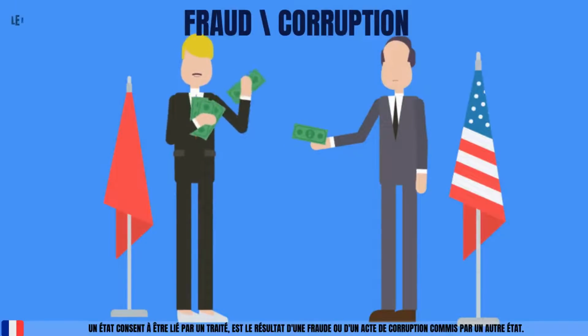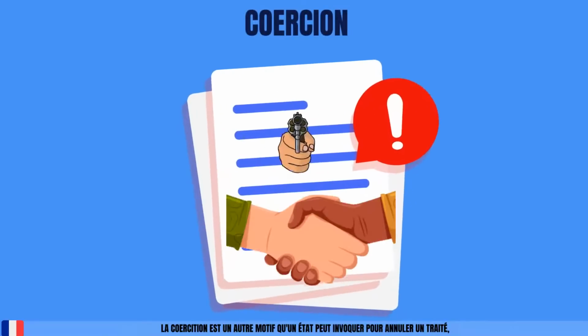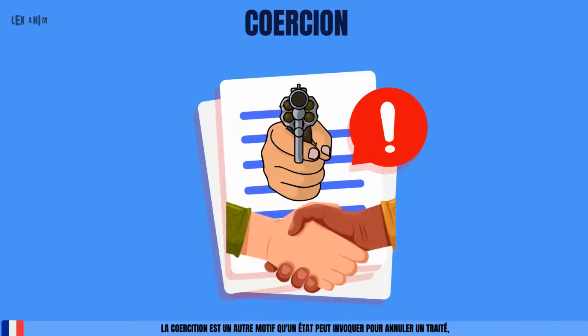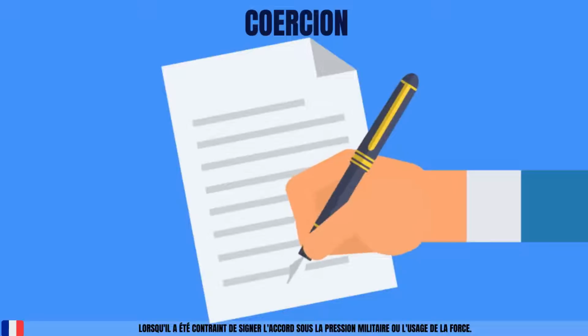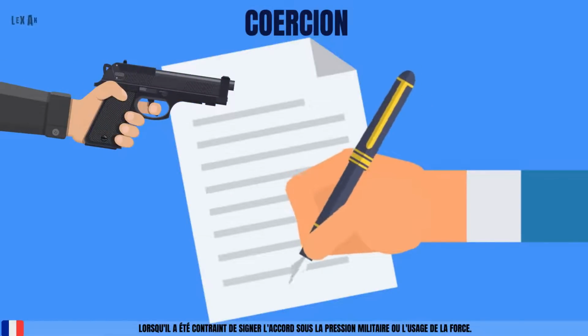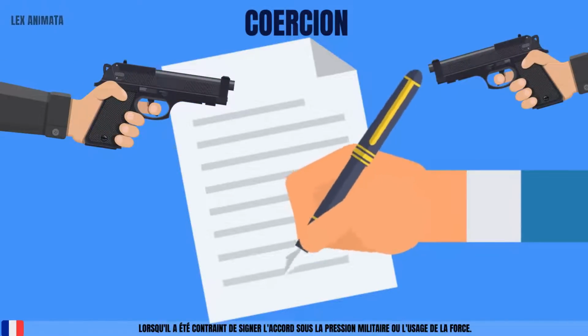Fraud or corruption is the second ground to invalidate a treaty. Here a state's consent to be bound by a treaty is a result of fraud or bribery conducted by another state. Coercion is another ground that a state may invoke to nullify a treaty where it was forced to sign the agreement under military pressure or use of force.